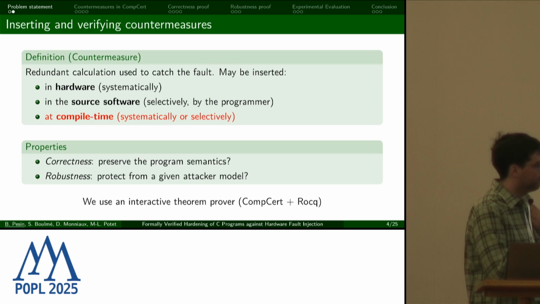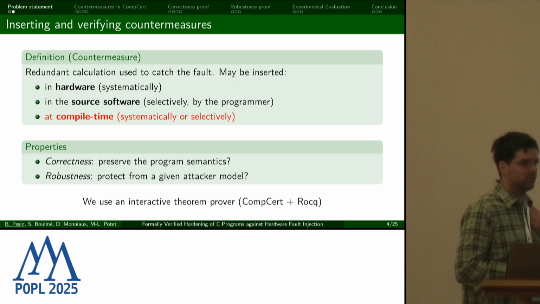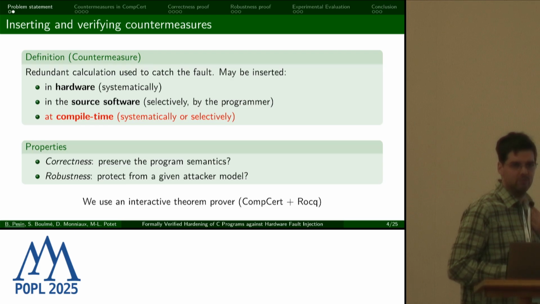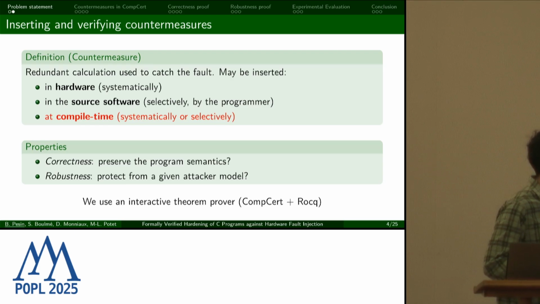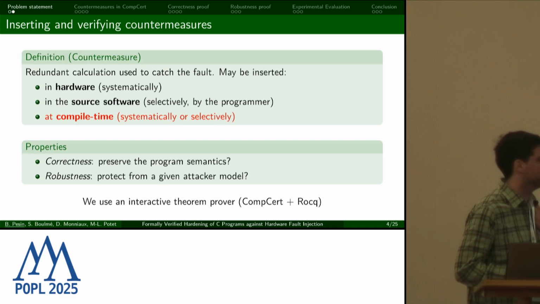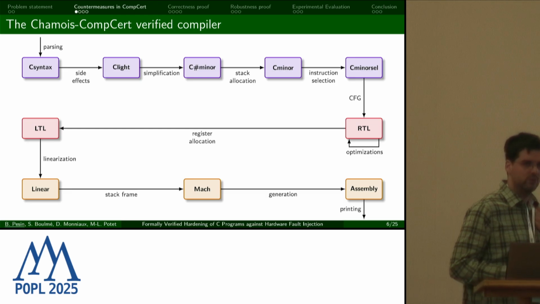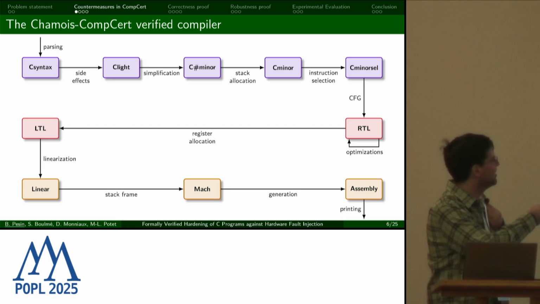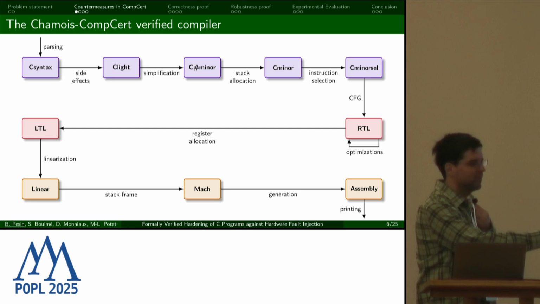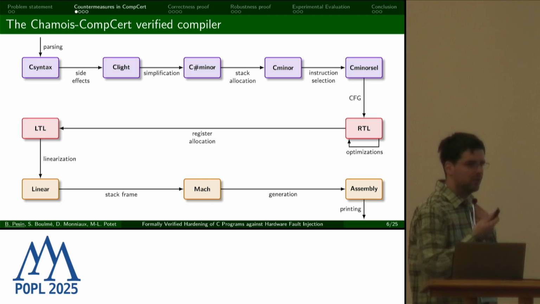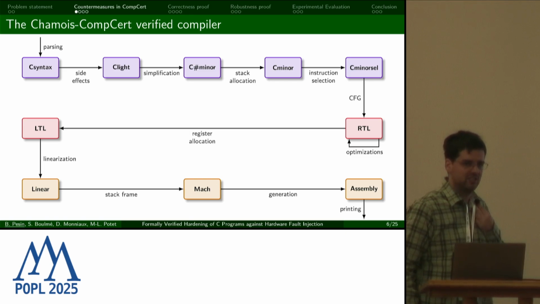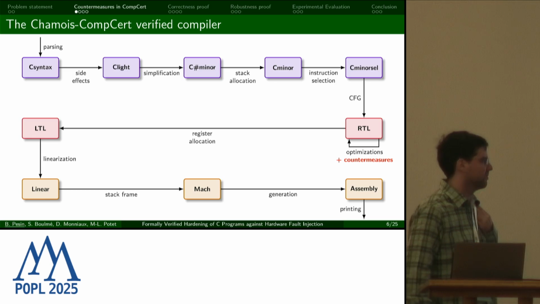And so we've been working on implementing countermeasures and proving these two properties in the context of the CompCert verified compiler, which is implemented in the Coq interactive theorem prover. So for people who are not very familiar with CompCert, it's a compiler for the C language. It has a bunch of intermediate languages ranging from C to assembly language at the end. But today we'll only focus on one specific intermediate language, RTL, here on the right, which is a language where most of the optimizations of CompCert are done and where we also implemented our countermeasures.